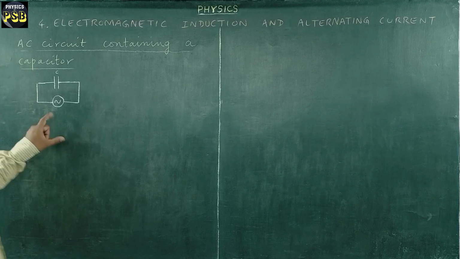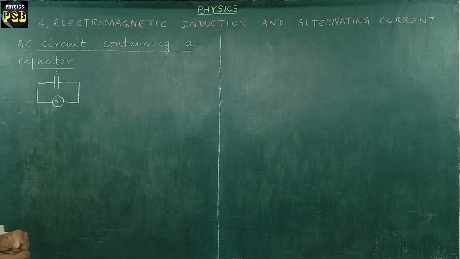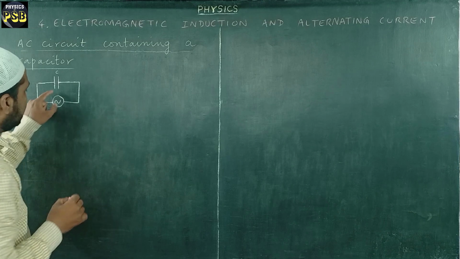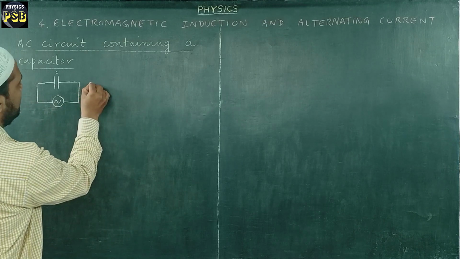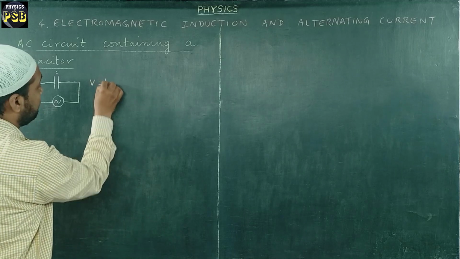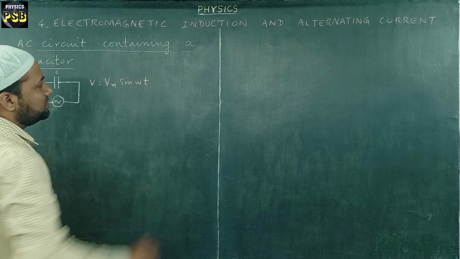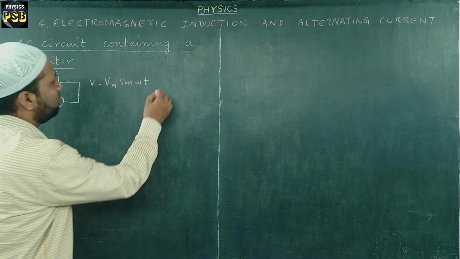Now, at any instant, the instantaneous AC voltage in this circuit is given as V equal to Vm sin omega t. I take this as equation number 1.